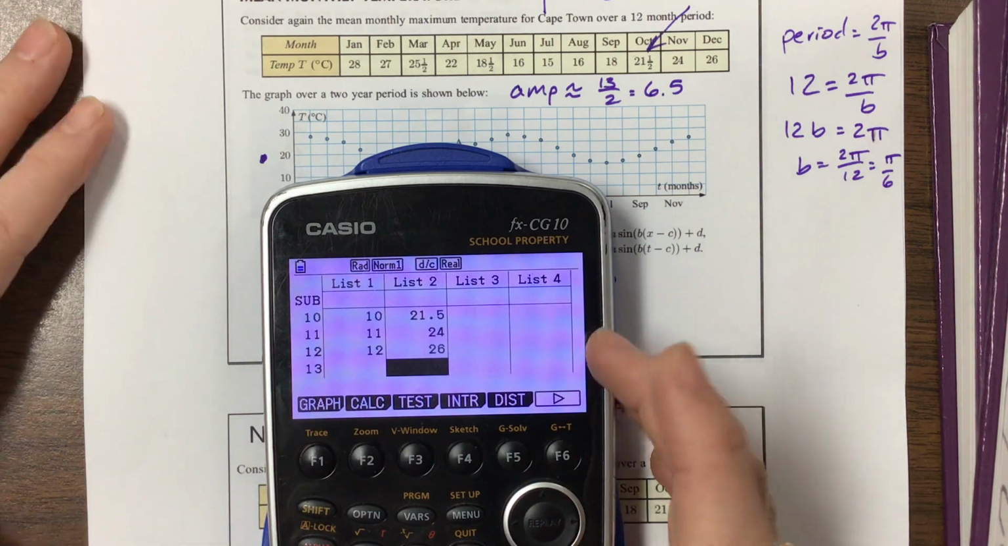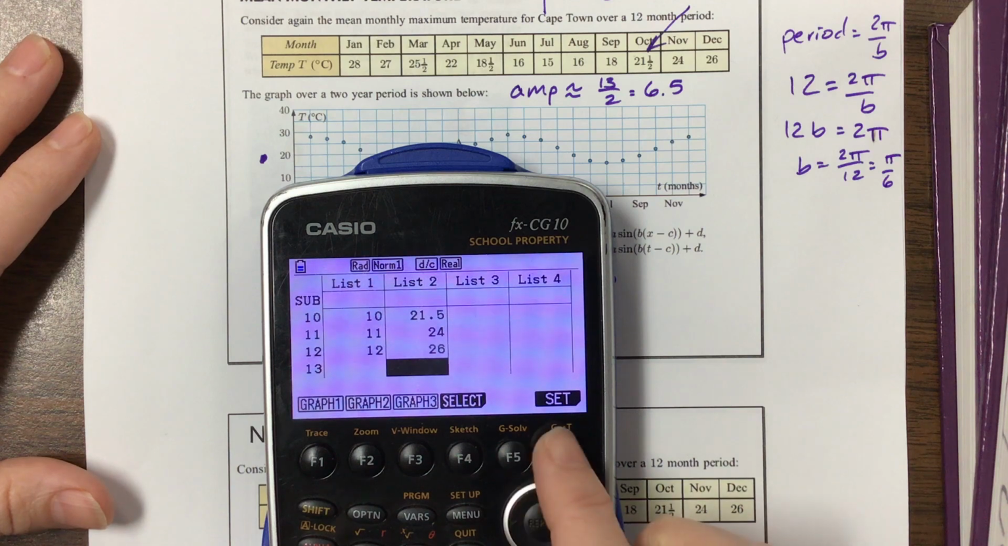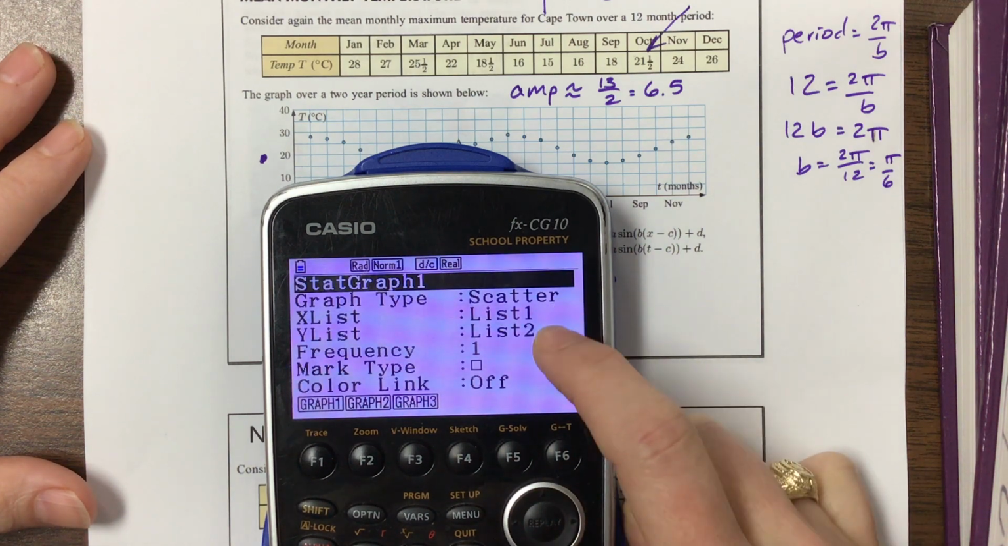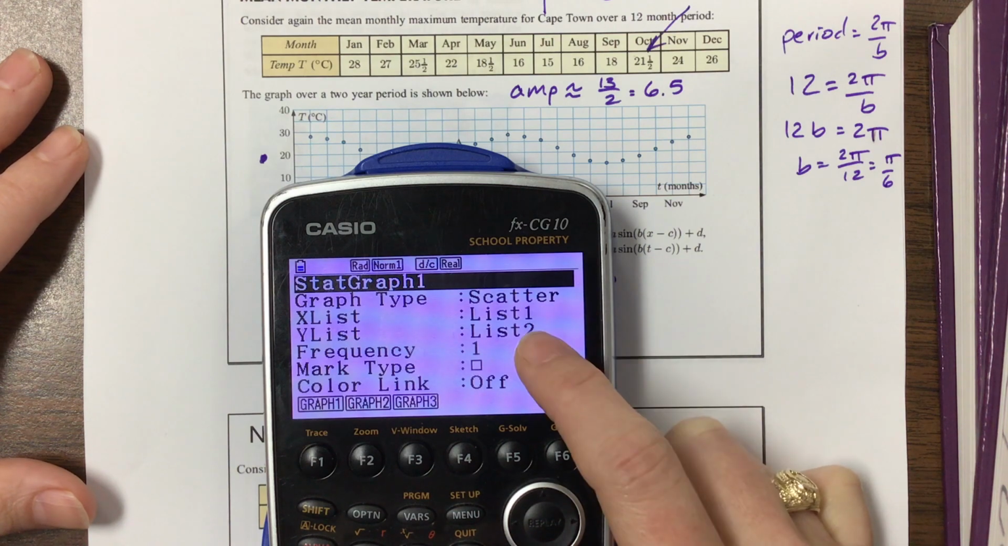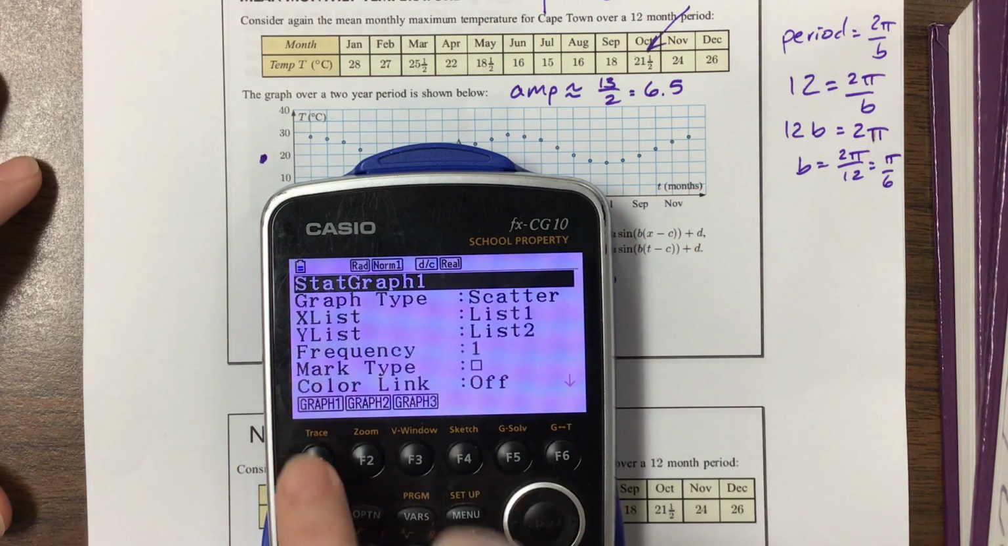Okay, so I've got these points in, and now what I want to do is graph these points. Before I go graph, it's a good idea to set the graph. We do want it to be a scatter plot. We do want our x value to be list 1. We do want our y value to be list 2. I have different options. Let's make that graph 1.